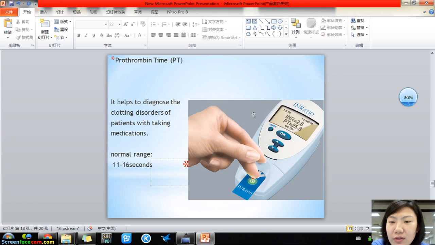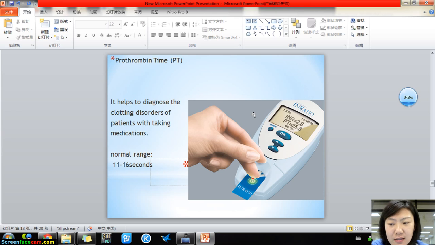In hemostasis, there are several tests, but today we just talk about PT and APTT. The first one is PT. PT measures the integrity of the extrinsic system, and APTT measures the integrity of the intrinsic system.